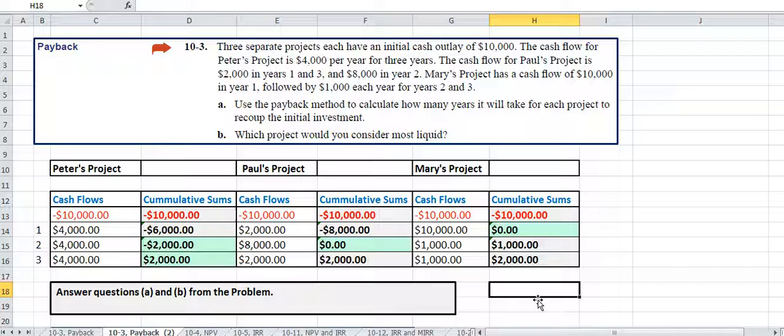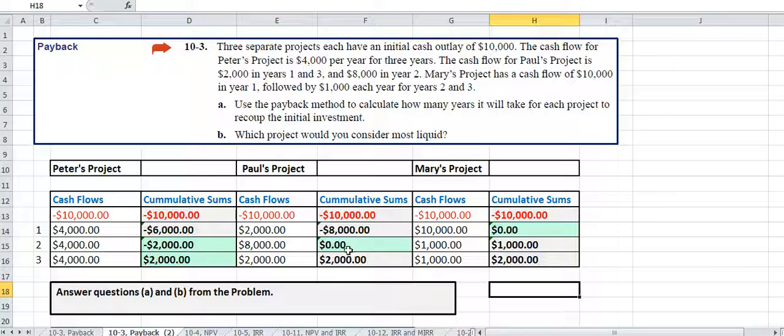Now we want to look at where the project pays itself back. In other words, where do they recoup? How long is it going to take each project to recoup or recover the initial investment? So the only tricky one here is Peter, because there's no place where it's zero.